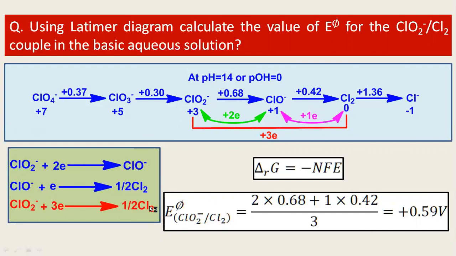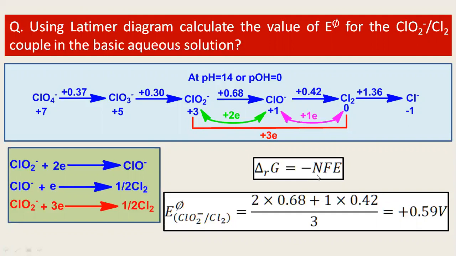Now you see this final reaction. If I add these two reactions, I will get ClO2 minus plus 3 electrons and half Cl2, which is exactly what I want, because I want the redox potential for this reaction. The point I'm making is that by adding these two reactions I can get this reaction, that means if I add the Gibbs free energy of these two reactions, I can also get the Gibbs free energy of this reaction.